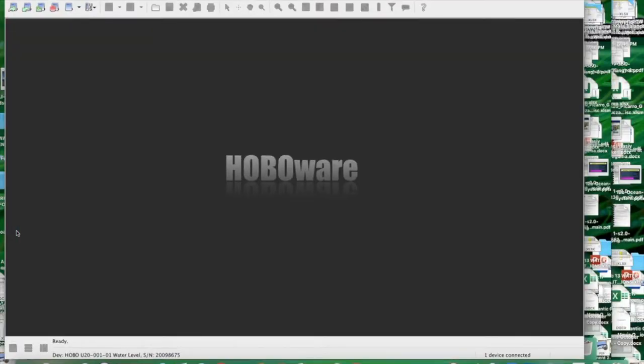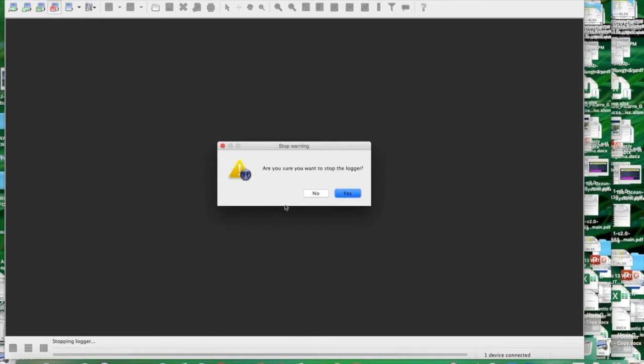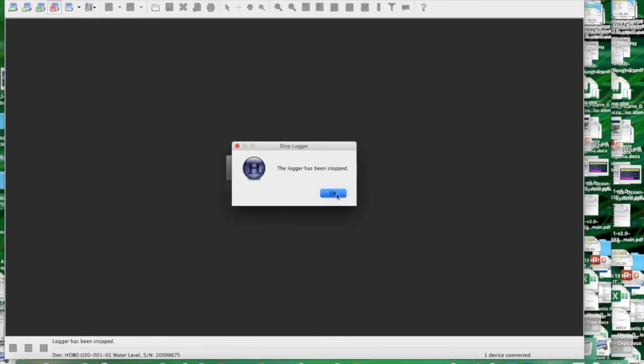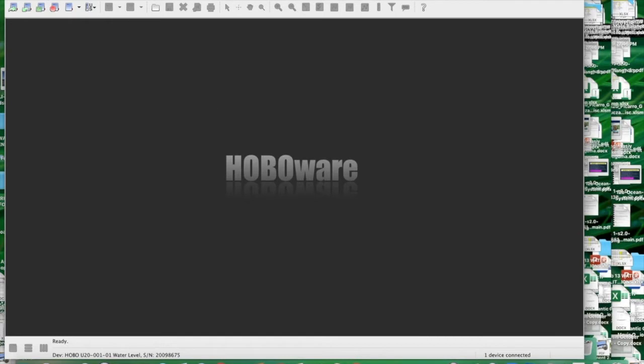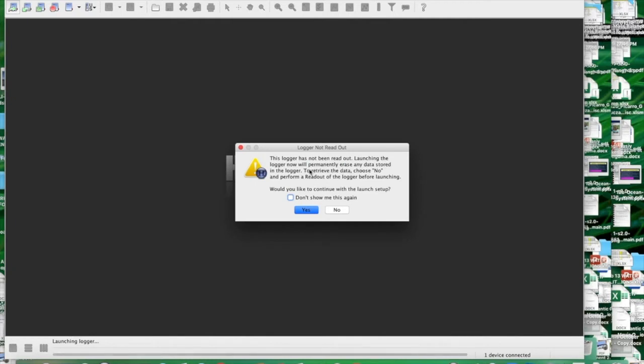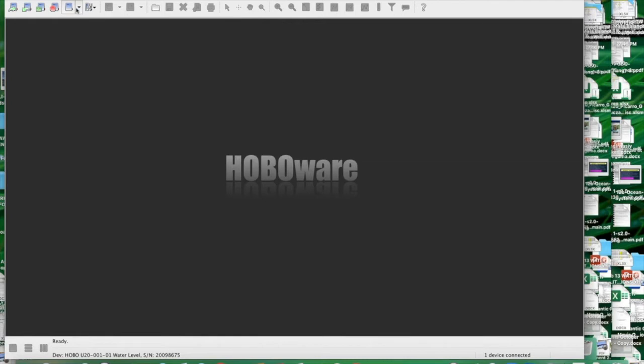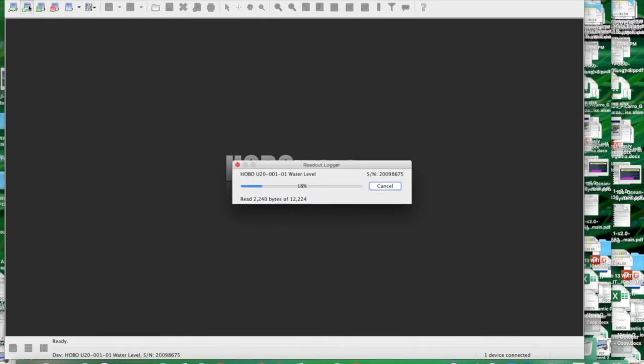What we can do now is take this data logger, hook it up to the computer, which I've done, and we can go to the point where we stop the device. Want to stop the logger. The logger has been stopped. So now what I can do is perform a readout of the logger. So I've got to figure out how to do that. Readout device. So now it's downloading the data.